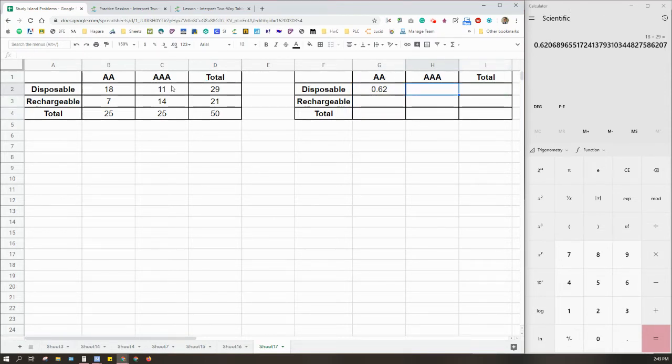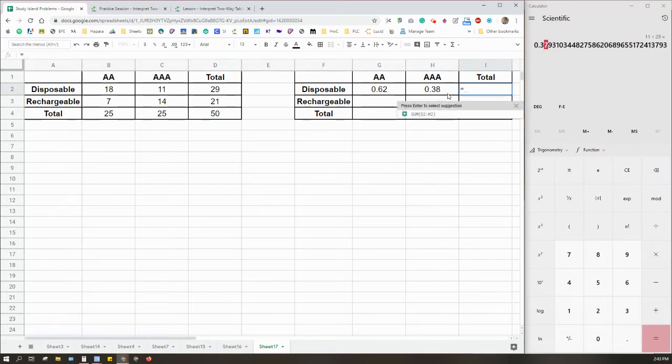Now I can do the next one, equals 11 out of 29. With your regular calculator, 11 divided by 29, enter, and you get 0.379. If I punch it into the spreadsheet, equals 11 divided by 29. Again, I get 0.38. That's what this rounds to. So it did the rounding for me because I reduced the number of decimal places that it could see using these buttons up here.